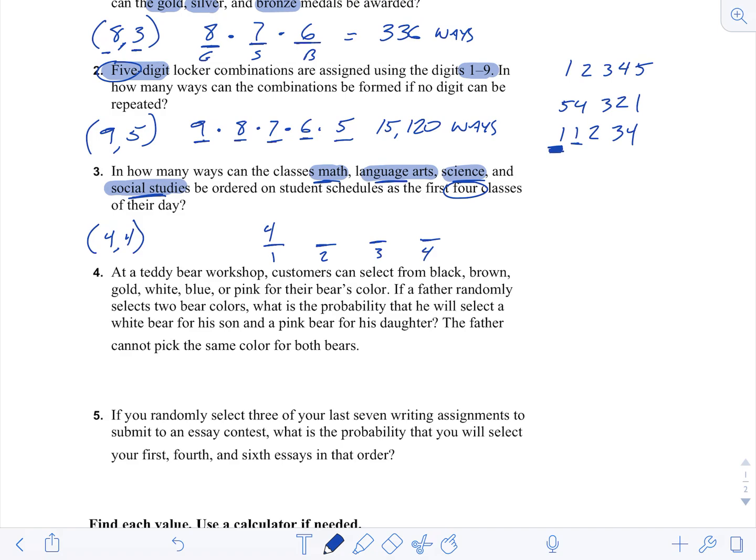Now let's say I have science as my first period class. How many options do I have for my second period class? I can't have science again, so now I'm down to 3. Let's say I use science and then social studies. That leaves me down with 2 and then 1 option. Again, you can multiply these out. 4 times 3 is 12, 12 times 2 is 24, times 1 gives me 24 ways.